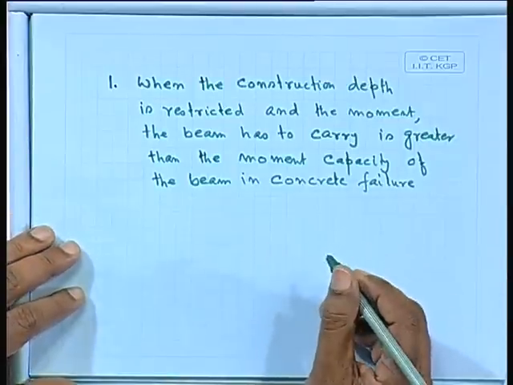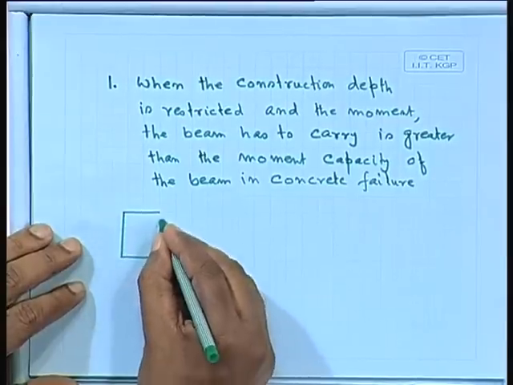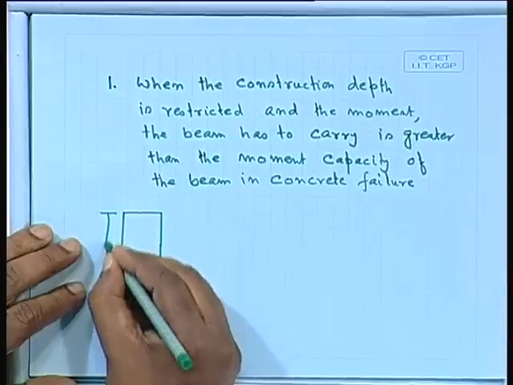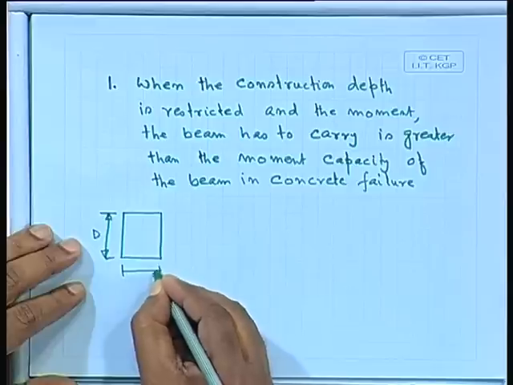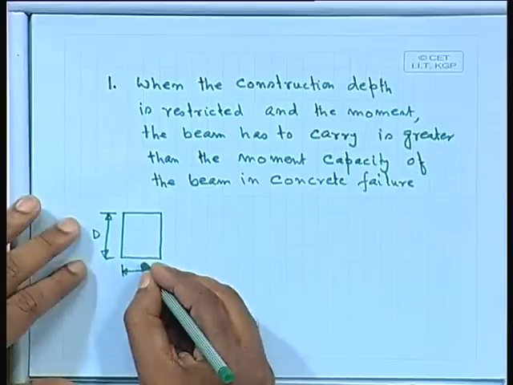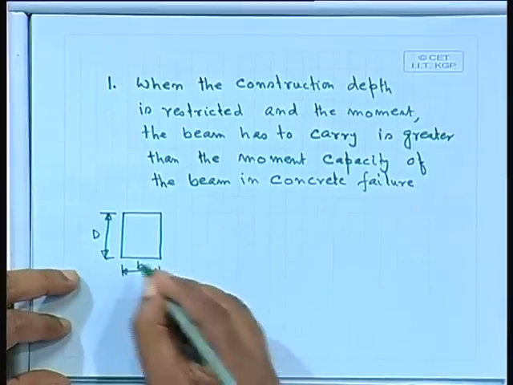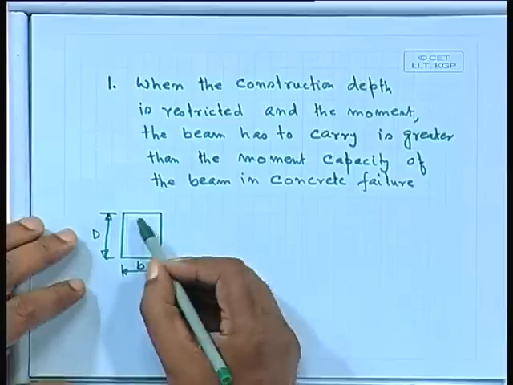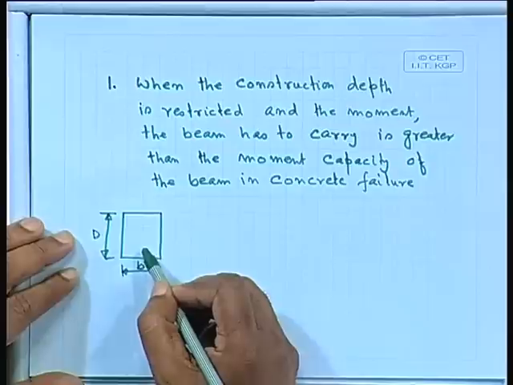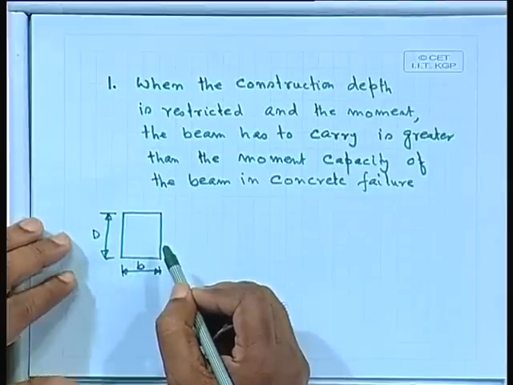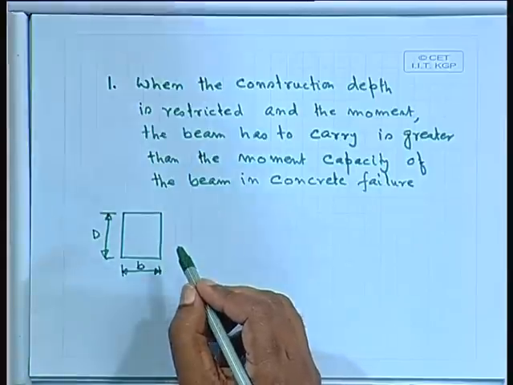So, consider the moment of resistance for a section provided. If we have this section, of depth capital D, and due to some reason we cannot go beyond this D, 450 millimeter, 500 millimeter like that, but the applied moment computed is more than the moment of resistance of this section, in that case we have to provide the compression reinforcement.